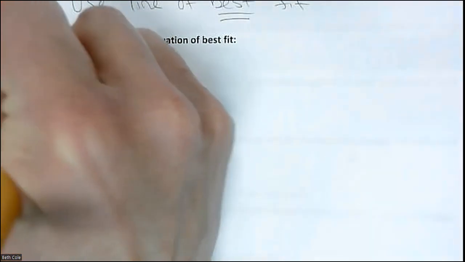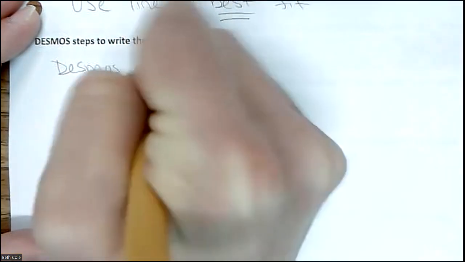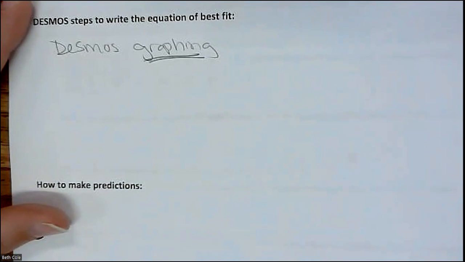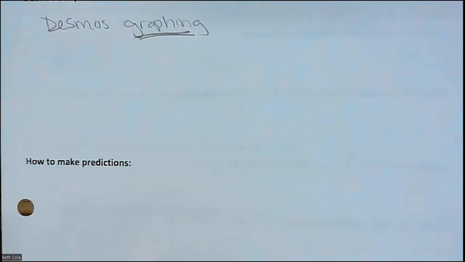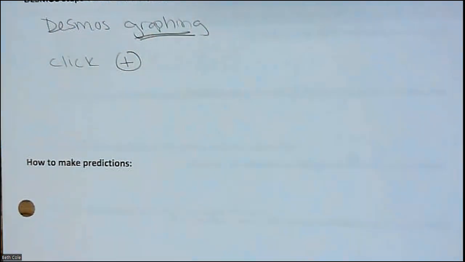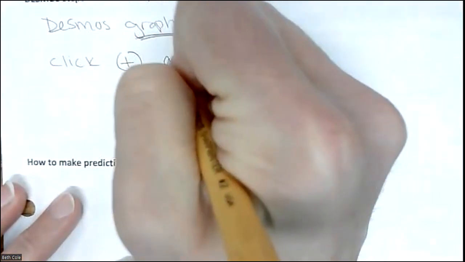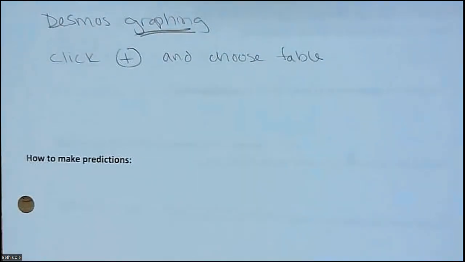So first of all, we need Desmos graphing. It has to be the graphing calculator for this one. Up till now, it hasn't really mattered which calculator you use, but this is going to have to be Desmos graphing. All right, so you're going to click the plus sign and choose table. And I'm going to take you through all these steps. It's just I have to write them all down first so that I can flip the paper over and we can go to the problem, right?